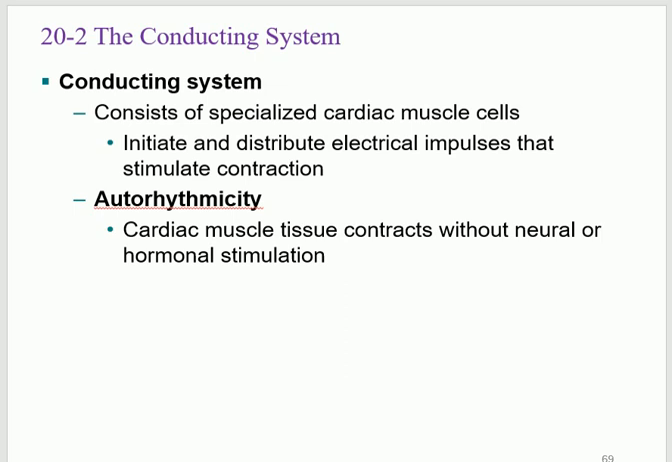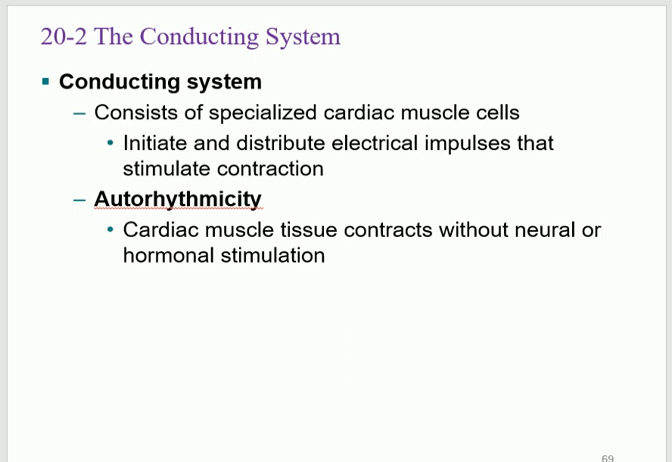And this is a conduction system, basically. So what's the conduction system? It is cardiac cells, but an exception. It is specialized cardiac cells. They start and distribute the electrical impulse. And that's why we call it autorhythmic.